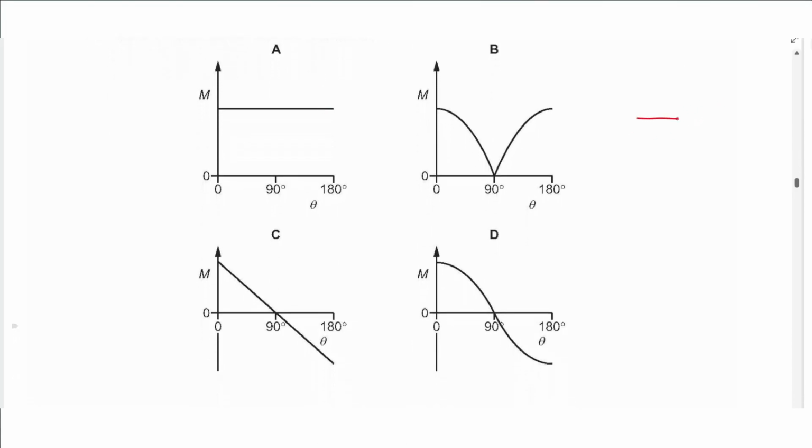So if the rod was initially like this, horizontal, and the weight has a perpendicular distance d from the pivot, as the rod rotates, there is an angle theta here. So the weight is causing a new moment, and the perpendicular distance is not equal to the distance d, it is equal to d cosine theta. So we need a cosine graph, so we choose D.